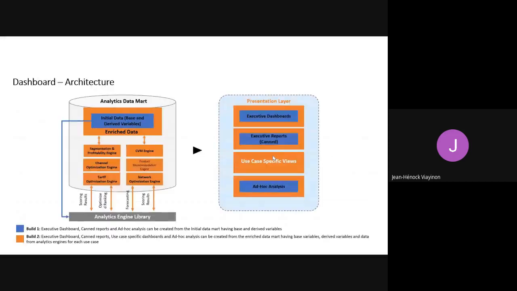Now coming to the architecture of your dashboard, you will have your presentation layer. You will have the executive view, the operational view, the analyst view, you will even have ad hoc analysis. But all those kinds of presentation layers should be related to your analytic data marts. And what do I call an analytic data mart? It's just the relationship between your initial data and the analytic engine, actually.